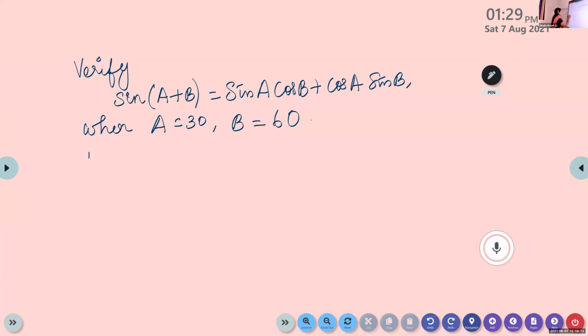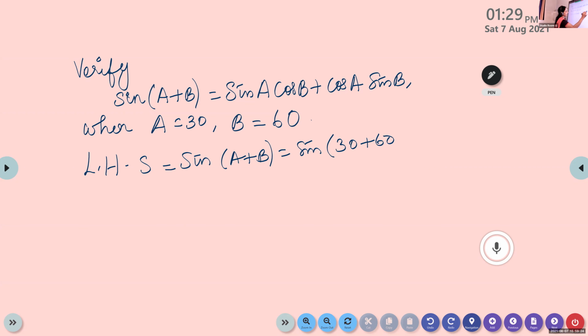So you start with LHS. In LHS, what do we have? The sine of a plus b. So it is sine 30 plus 60, which is the same as sine 90. Johan, what's the value of sine 90? Now find the other side.